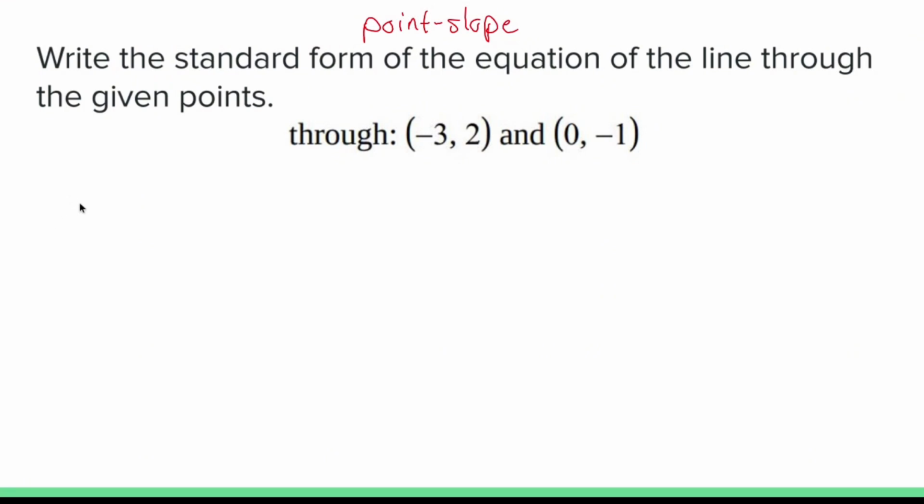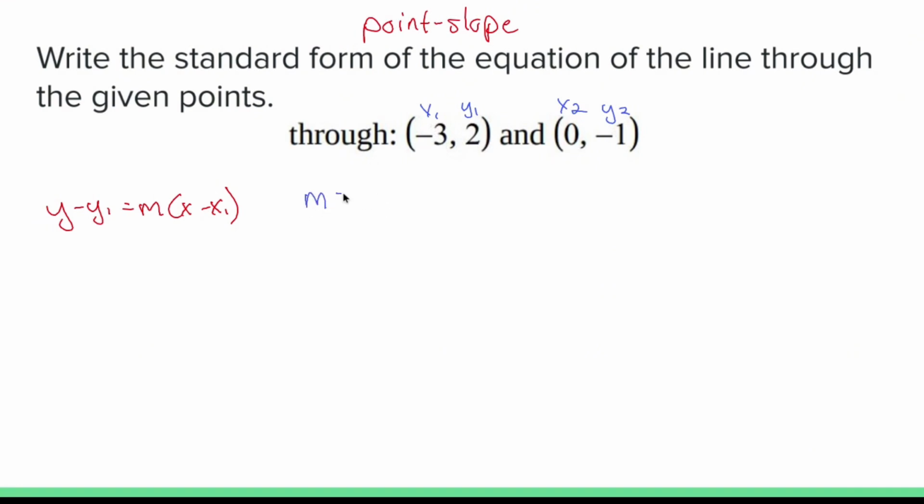So what's point slope form? Point slope form is y minus y sub 1 equals m times a quantity x minus x sub 1. You're going to label your points x sub 1, y sub 1, x sub 2, y sub 2. Now, before I even do anything, I need the slope. I don't have the slope yet.